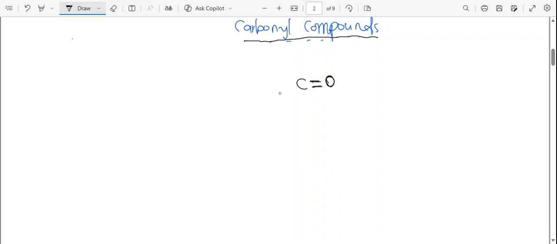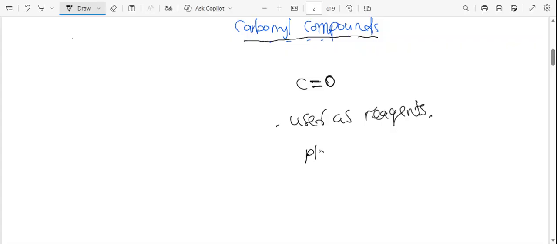So I said carbonyl compounds are compounds containing oxygen bonded to carbon, or carbon bonded to oxygen. They can be used as reagents, and they can be natural or artificial.